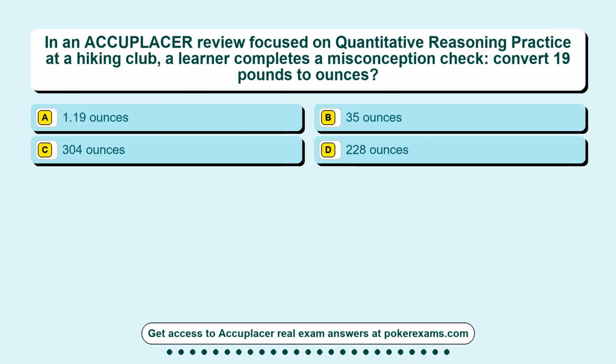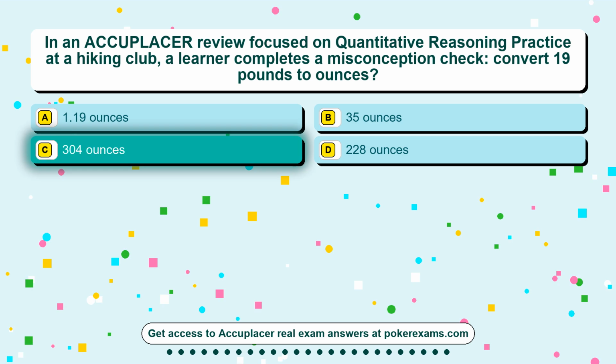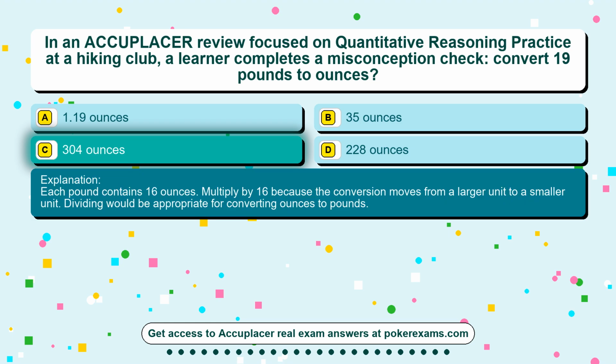Question 17. In an ACCUPLACER review focused on quantitative reasoning practice at a hiking club, a learner completes a misconception check. Convert 19 pounds to ounces. Option A, 1.19 ounces. Option B, 35 ounces. Option C, 304 ounces. Option D, 228 ounces. The correct answer is option C, 304 ounces. Each pound contains 16 ounces. Multiply by 16 because the conversion moves from a larger unit to a smaller unit. Dividing would be appropriate for converting ounces to pounds.